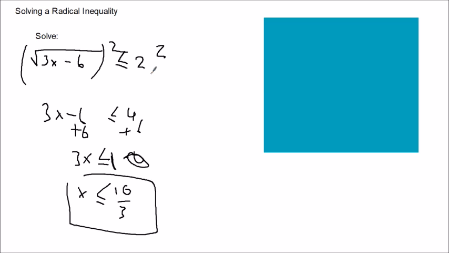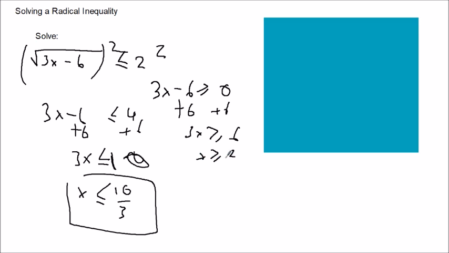However, we've got to consider the radicand. We've got to consider the thing inside of the radical. So 3x minus 6 has to be smaller than or equal to 0. No, it has to be bigger than or equal to 0. So then we'll add 6 on both sides. 3x is bigger than or equal to 6. x is bigger than or equal to 2.